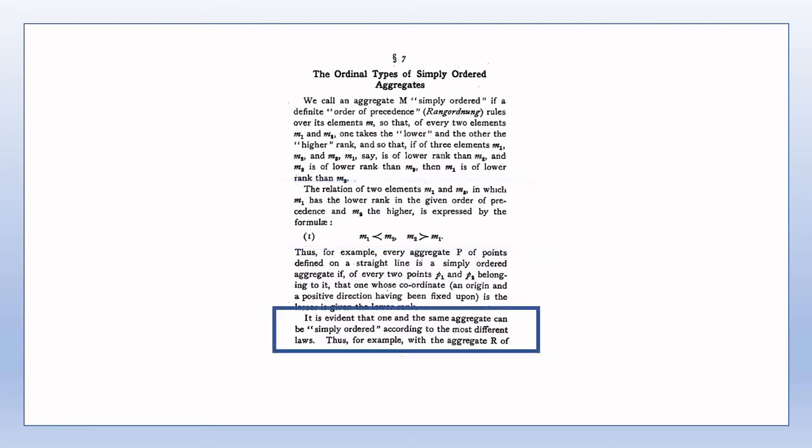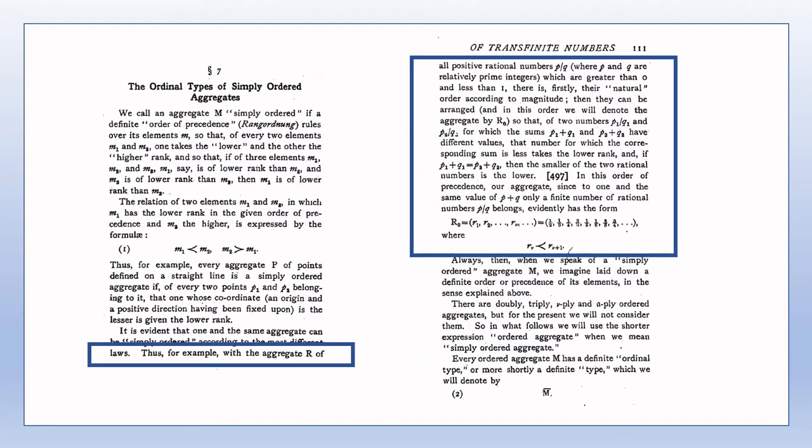We may define many different simple orders on an aggregate, that is, there is not necessarily a unique way of defining a simple ordering on an aggregate. Note that the aggregates R and R0, which were introduced on pages 110 and 111, both contain exactly the same elements, that is, positive rational numbers greater than 0 and less than 1. The distinction is that different orderings have been defined on R and R0 respectively. Throughout the work, the symbols R and R0 will have the meanings that they've been given on page 111.